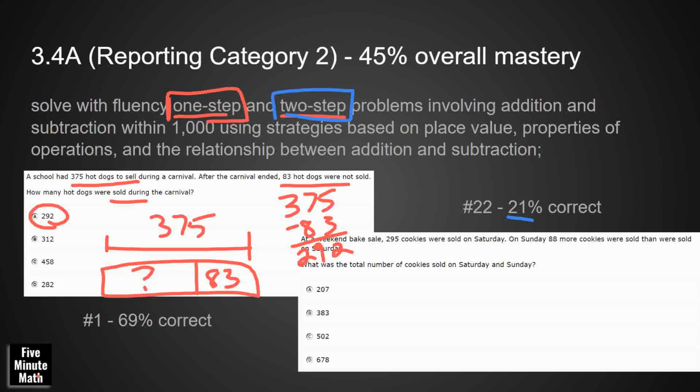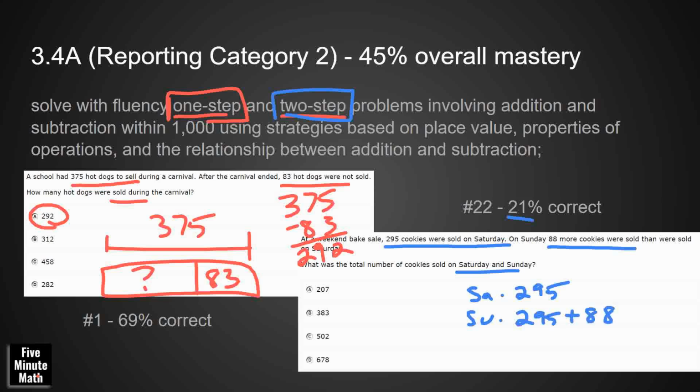At a weekend bake sale, we had 295 cookies sold on Saturday. Then on Sunday, 88 more cookies were sold than on Saturday. And we need the total for Saturday and Sunday. Okay, so if Saturday was 295, and then on Sunday, we had 88 more than Saturday. Well, Saturday's 295, so I had 295 plus 88.